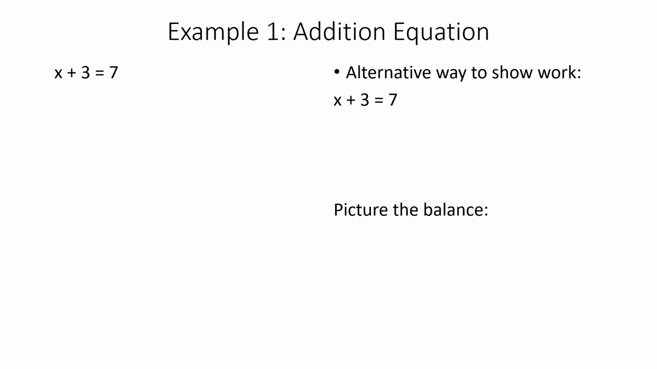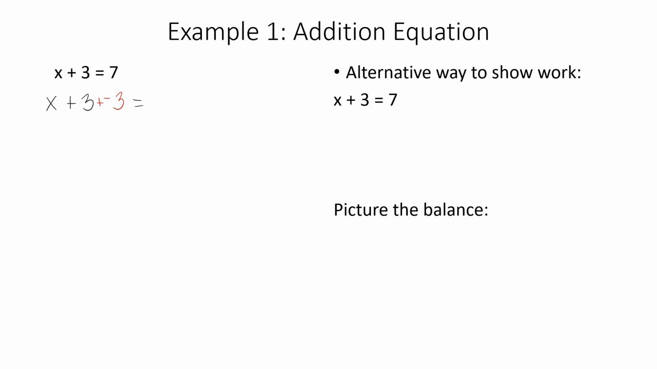When we go to solve it, we want to basically get rid of that 3. We have that 3 there that's being added to the x and we don't want it. So we're going to use the property that says a number added to its opposite is 0. So on the left side, I am going to add a negative 3.